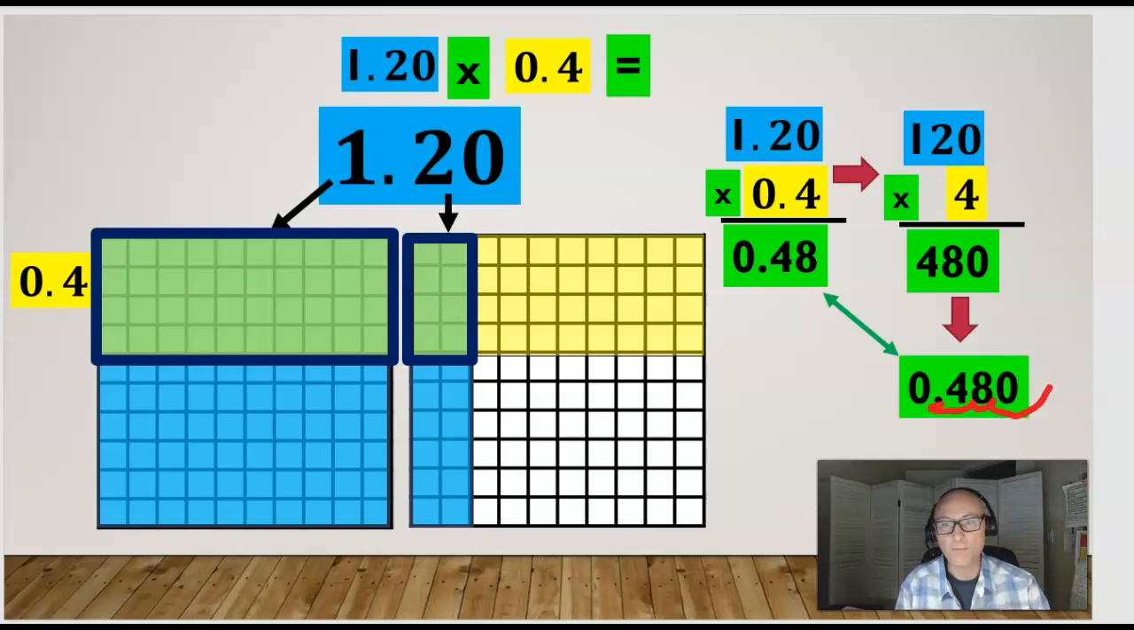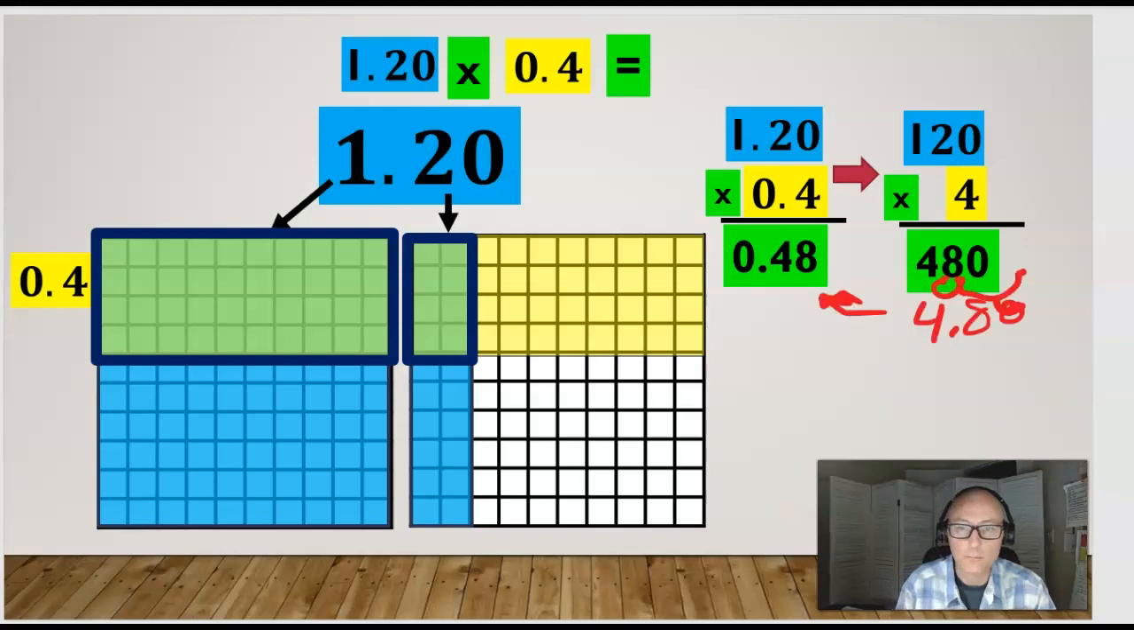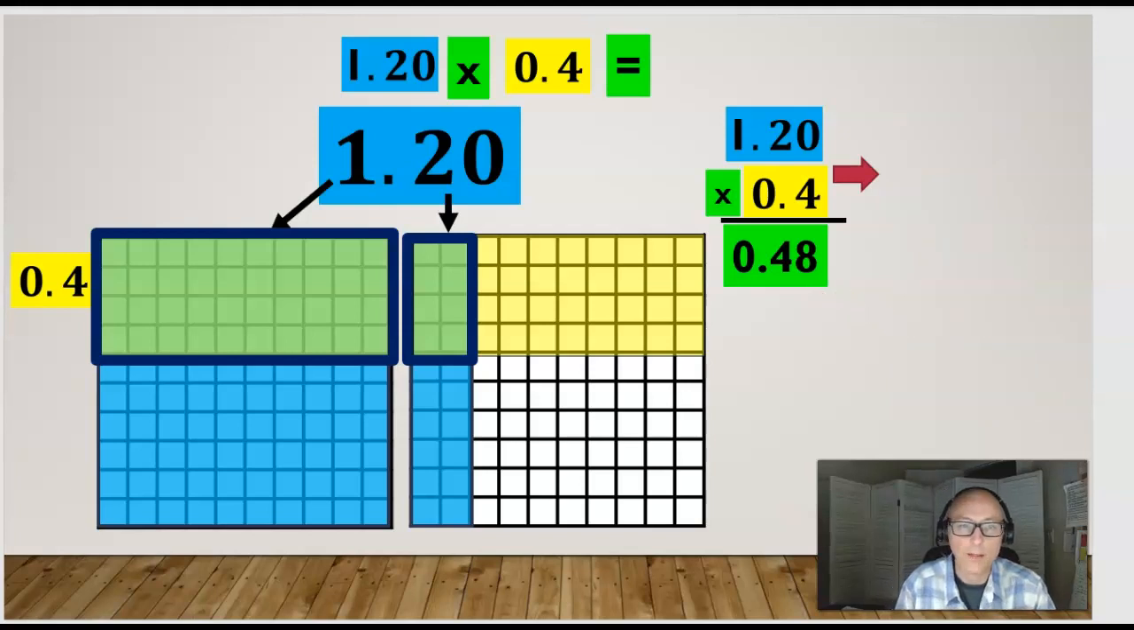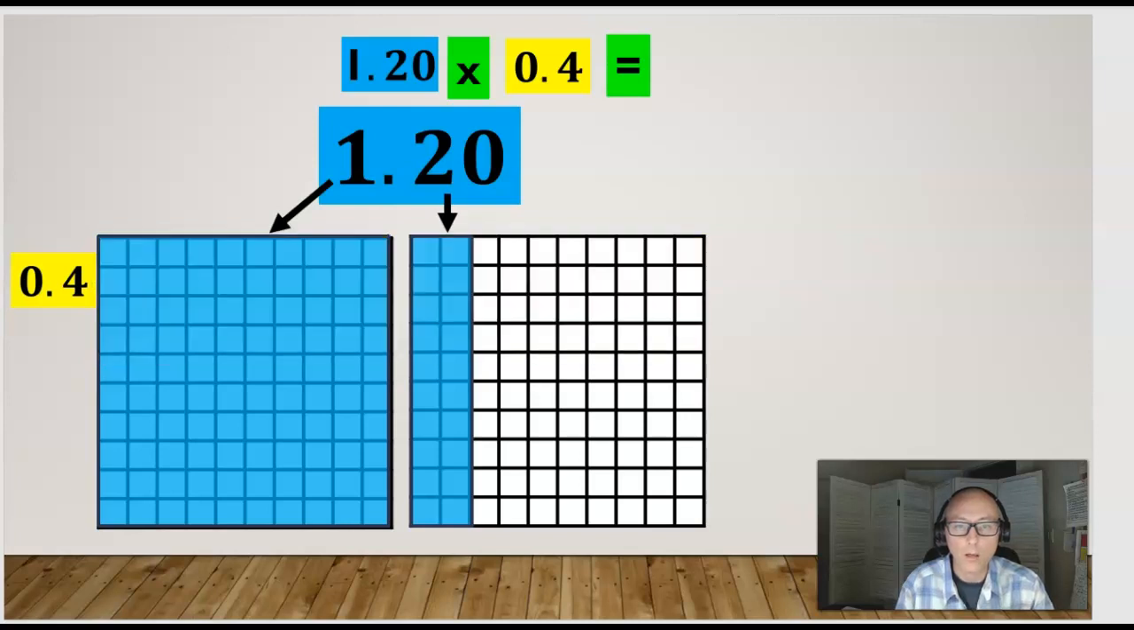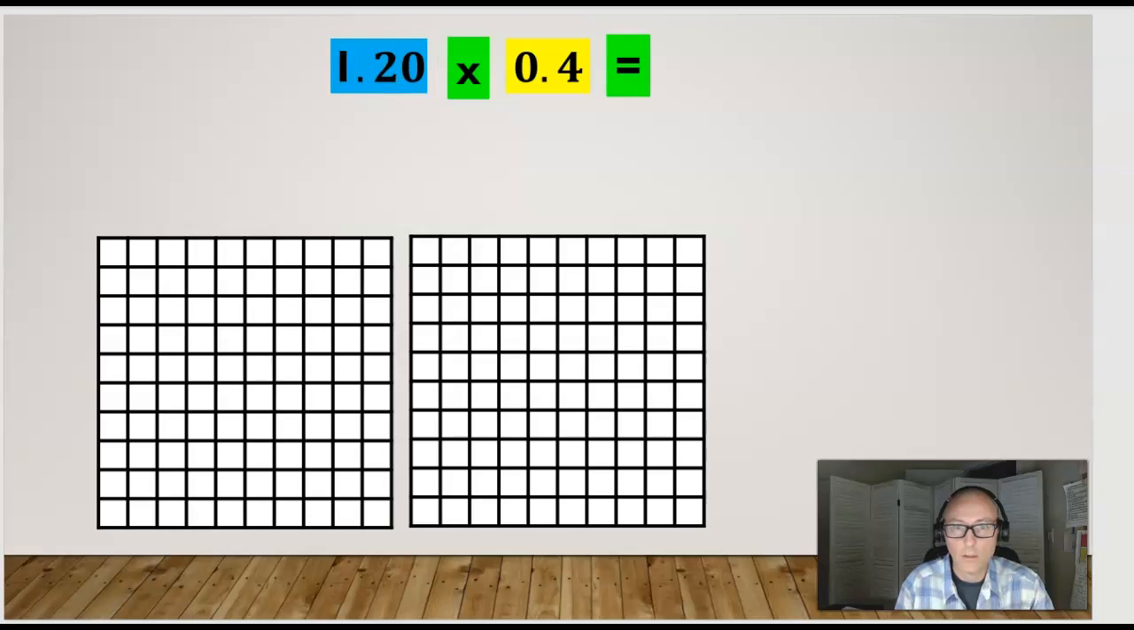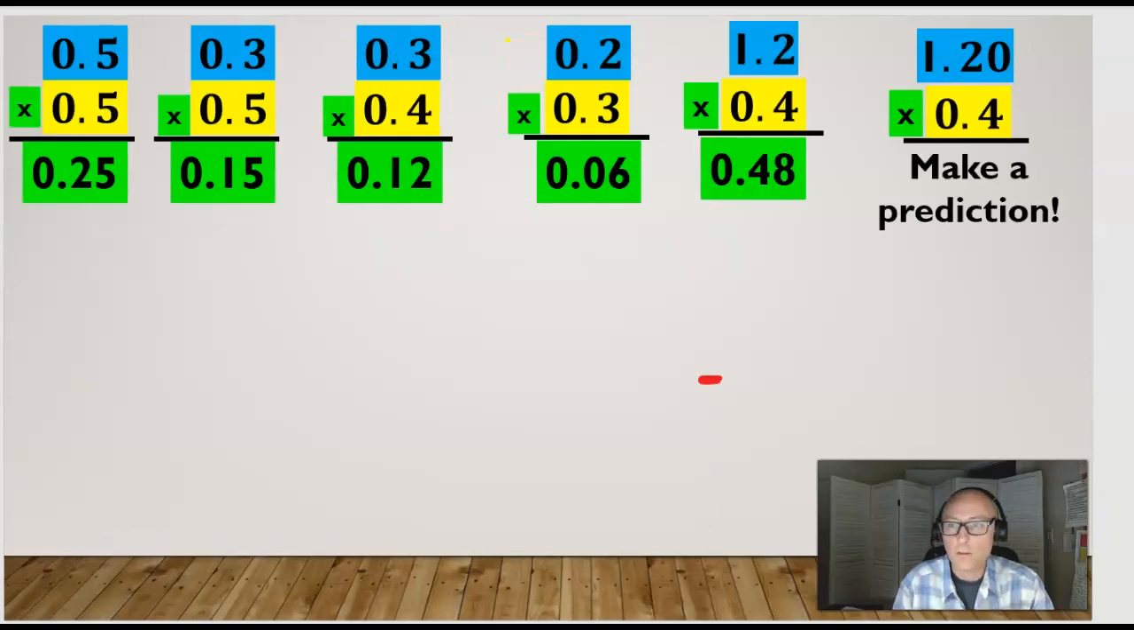But what makes the difference? If we look at this, back up for a second. Rewind, back in time. You didn't know I had a time machine, did you? So again, we said this is 480, because 120 times 4 is 480.